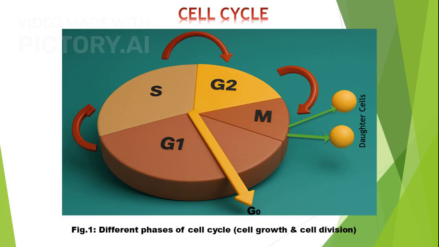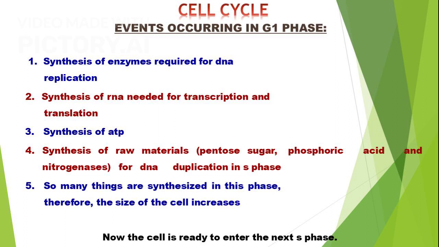This diagram illustrates the different phases of the cell cycle, highlighting the growth and division processes that occur as the cell progresses through G1, S, G2, and M phases. In the G1 phase, the cell synthesizes enzymes for DNA replication, RNA for transcription and translation, and raw materials for DNA duplication. This phase is crucial for cell growth and preparation for the next phase.